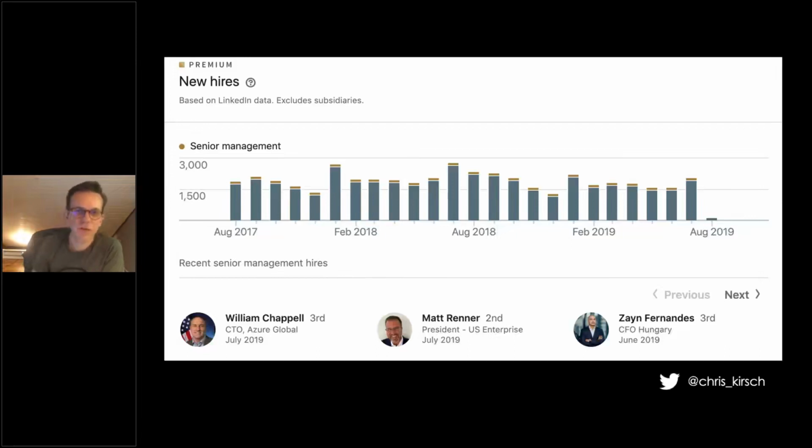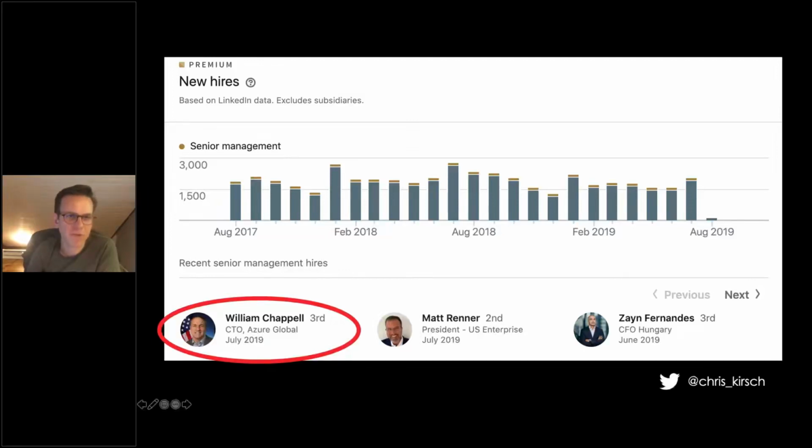If we look here at the bottom left, we see that they hired a CTO for Azure Global. So that means this company is probably investing in going to the cloud if they haven't already, right? Or I think this might have actually been Microsoft. So this shows you where they're investing and where they're placing their chips.